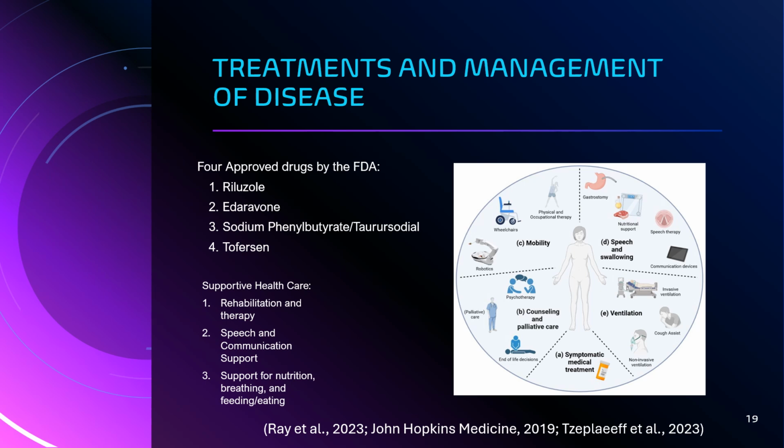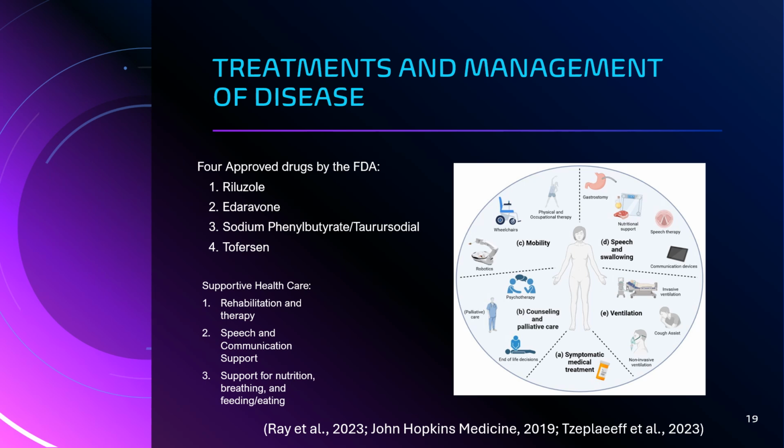However, like I said before, treatments may slow the progression of the disease to improve quality of life and extend survival. All treatment plans are individual, which means based upon the patient and the symptoms they are feeling, they will get their own treatment plan. And this is called supportive healthcare. So currently, there are only 4 approved drugs by the FDA.